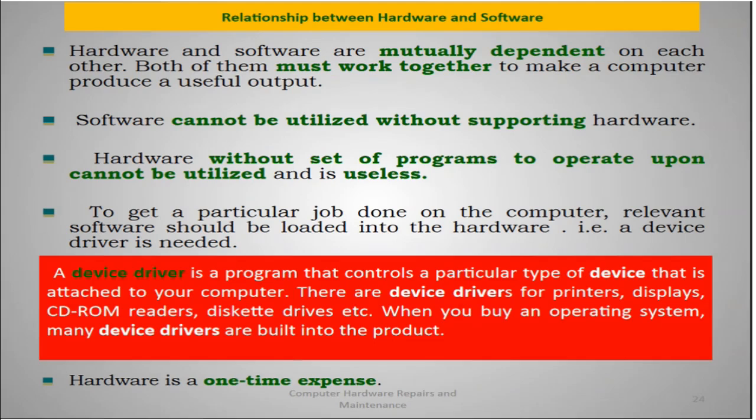Now, let's look at the relationship between the hardware and software. Hardware and software are mutually dependent on each other. When you say mutually, in mathematics, you talk of mutually exclusive events or dependent events. When something is mutually dependent, that means the two of them are coexisting. Both of them must work together to make a computer produce a useful output.